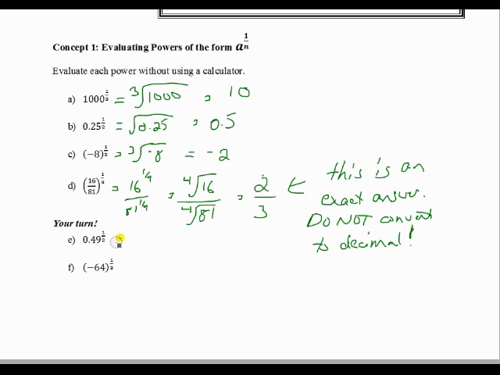Okay, so this is the square root of 0.49, which is 0.7. And this is the cube root of negative 64. It's not very clear on my page. That's the cube root, which is, we know that the cube root of 64 is 4, so this is going to be negative 4. All right, next page.